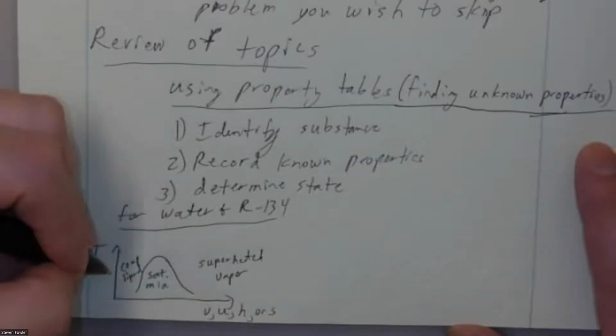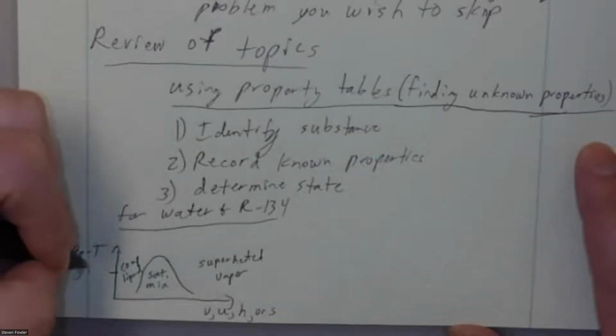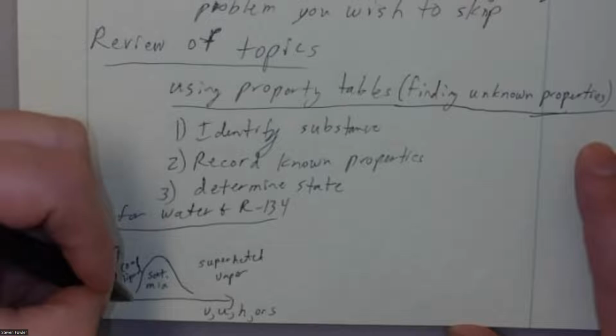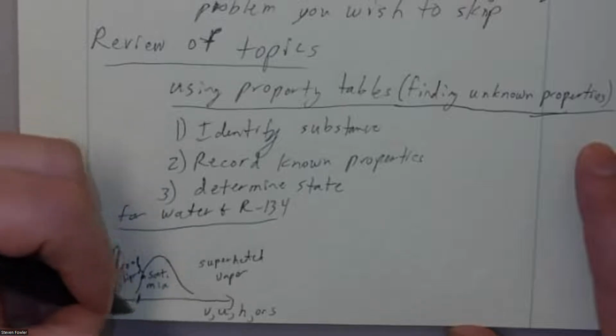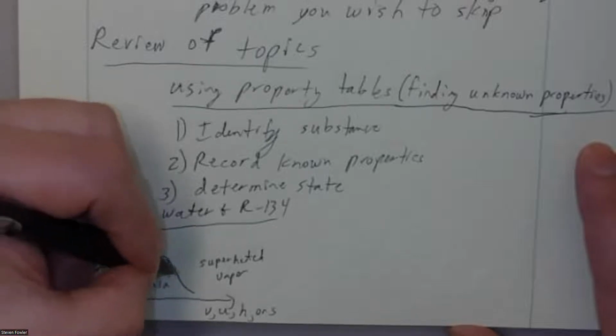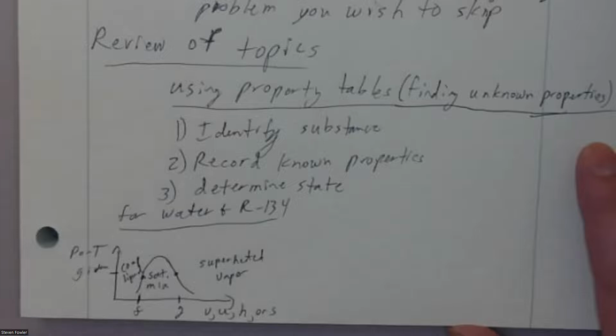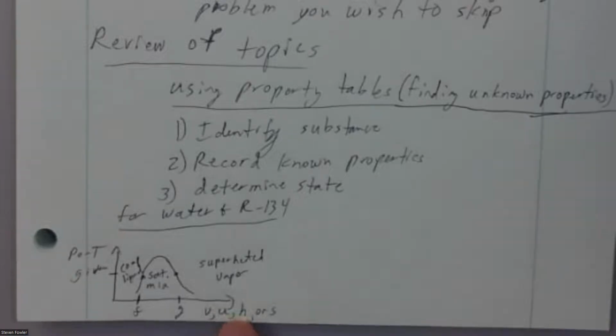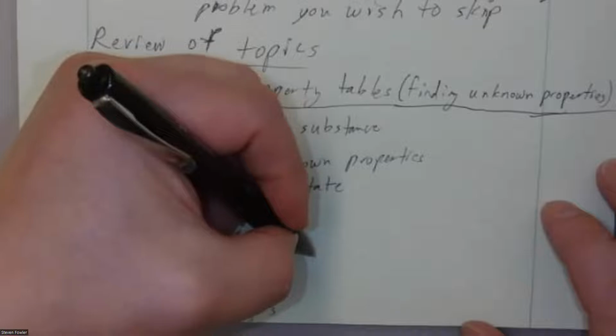How do I know that? Well, at the given pressure or temperature, I need to go look up the values for saturated liquid and the values for saturated vapor. And where my v, u, h, or s value lies in relation to the saturated liquid and the saturated vapor value, that'll tell me where I am on this diagram.